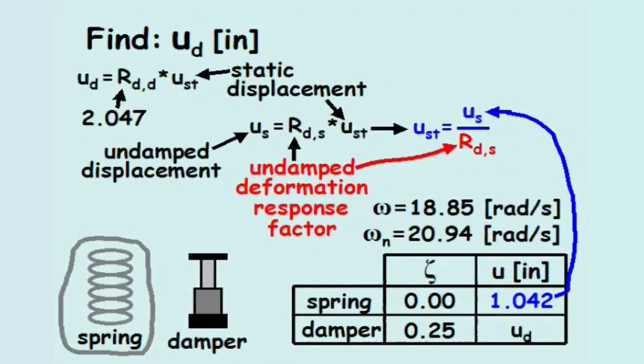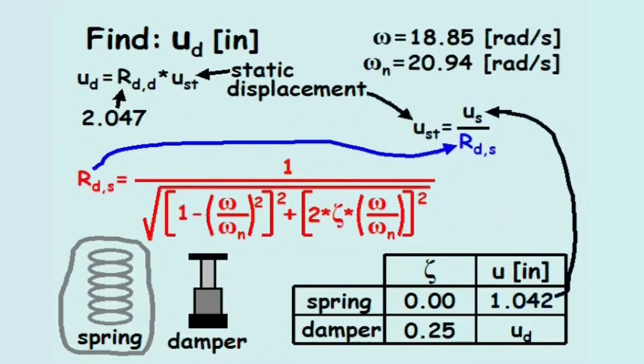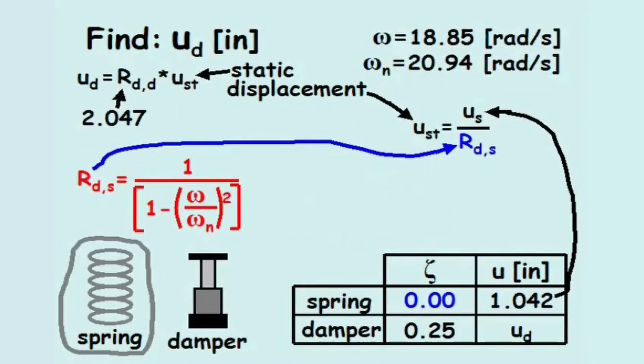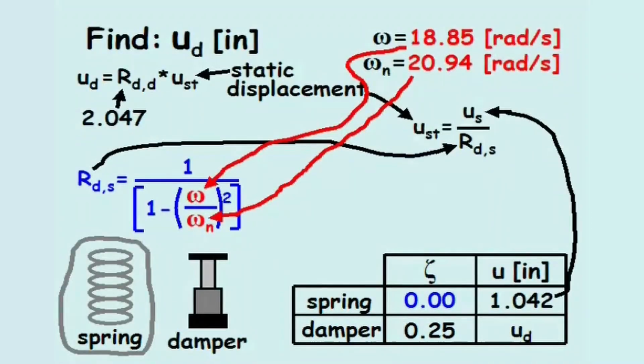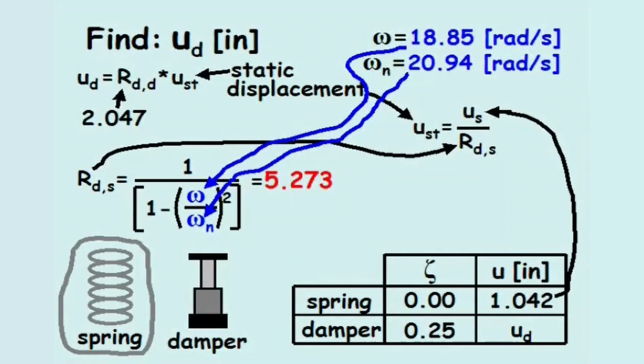The undamped deformation response factor can be calculated as before, except this time the damping ratio equals 0. So the equation simplifies to 1 divided by the quantity, 1 minus the circular frequency divided by the natural circular frequency squared. Plugging in the values for omega and omega sub n, the undamped deformation response factor equals 5.273.